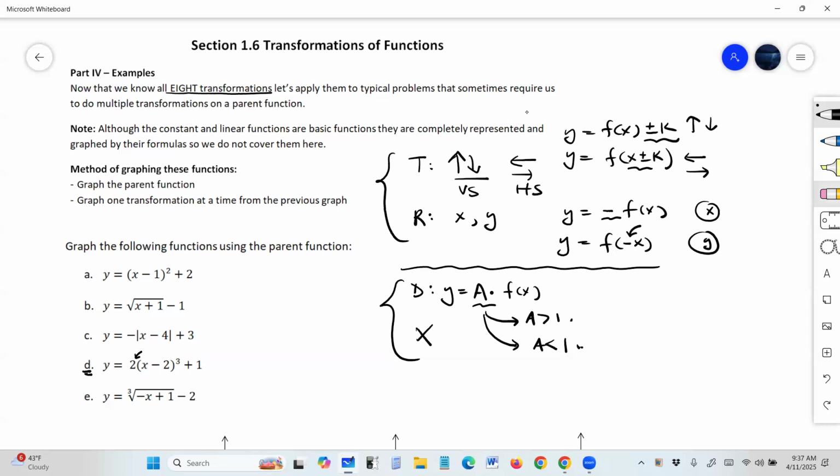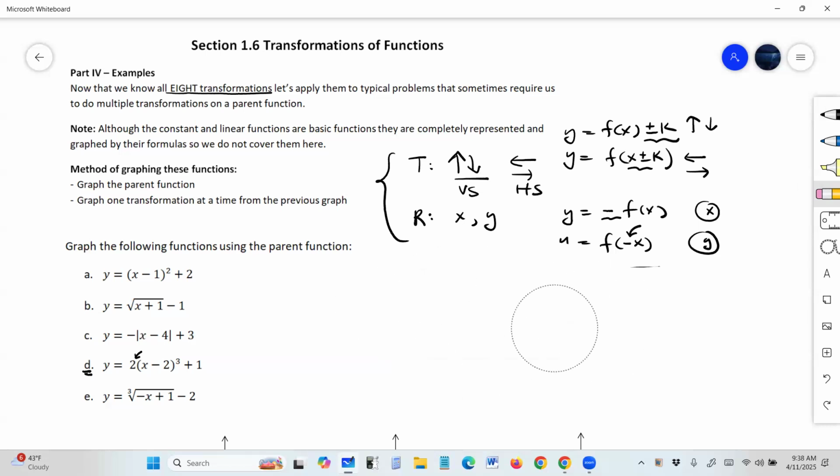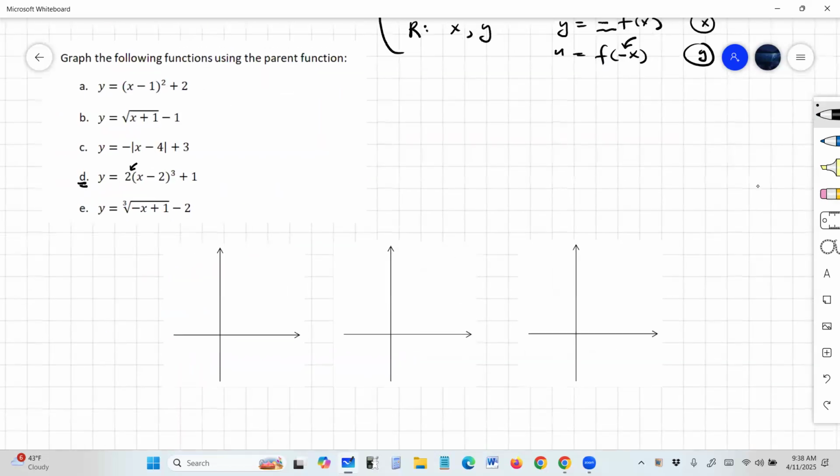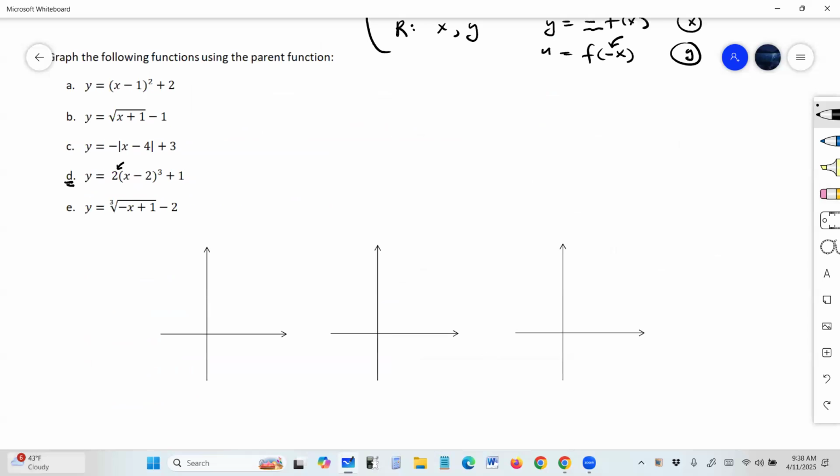Okay, now let's see, I'm going to erase this from here and we'll take a look at the examples that we have right here. Okay, so let me just clean this.